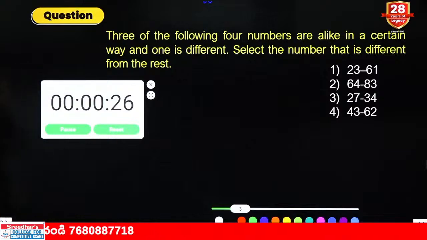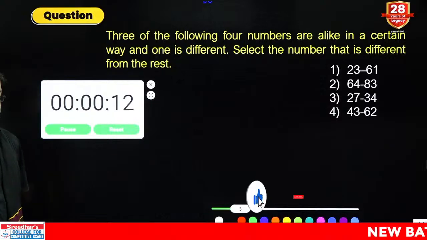30 seconds. Good one. Three of the following four numbers are alike in a certain way and one is different. Select the number that is different from the rest. Odd man out, classification type of question.